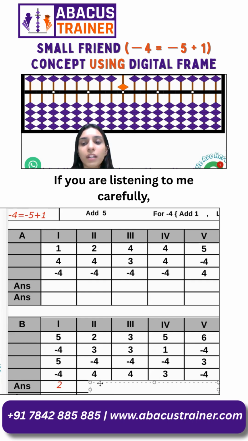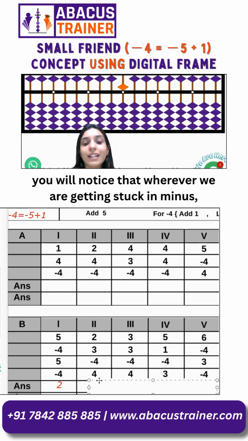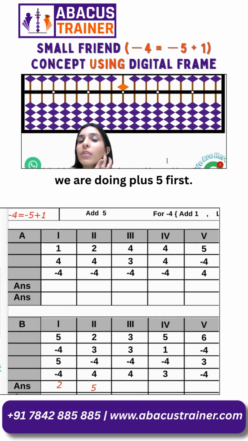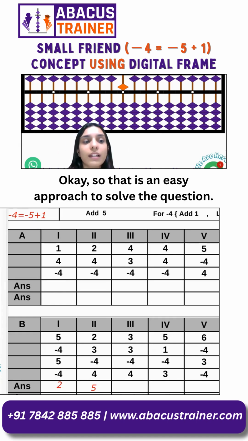If you are listening to me carefully, you will notice that wherever we are getting stuck in minus, we are doing minus 5. Wherever we are getting stuck in plus, we are doing plus 5 first. Okay. So that is an easy approach to solve the question.